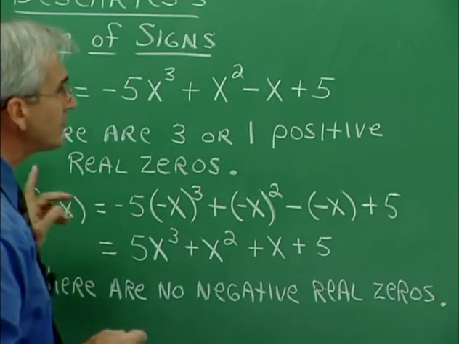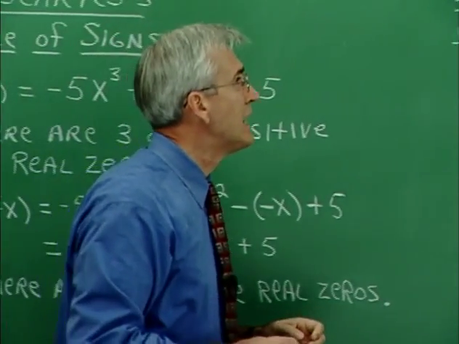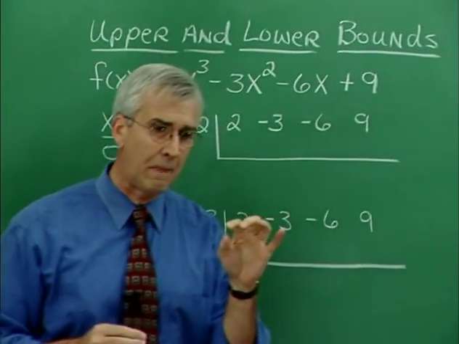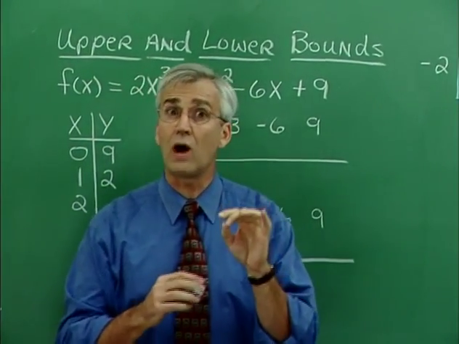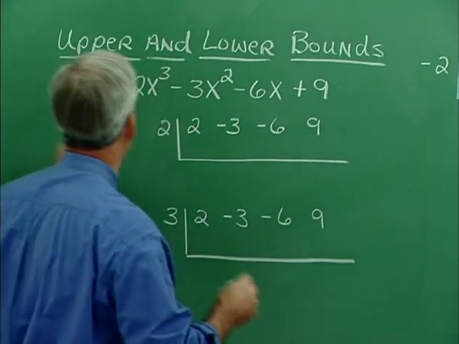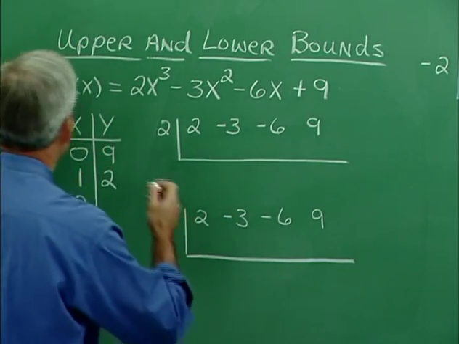Here's another situation. Here's a rule that will limit the number of possible trials that we make, either positively or negatively. It's called the upper and lower bounds rule. And it works like this.